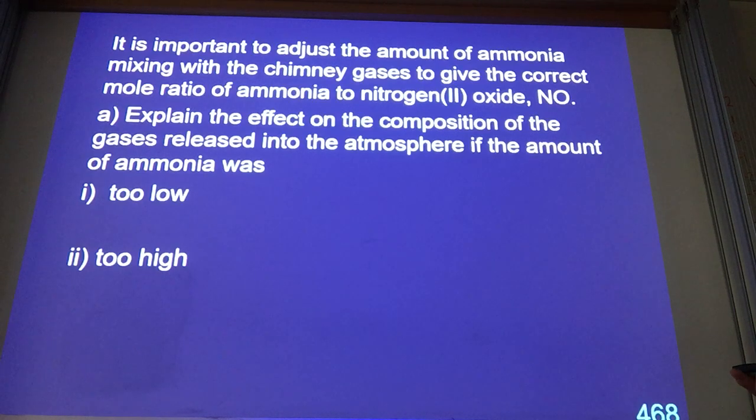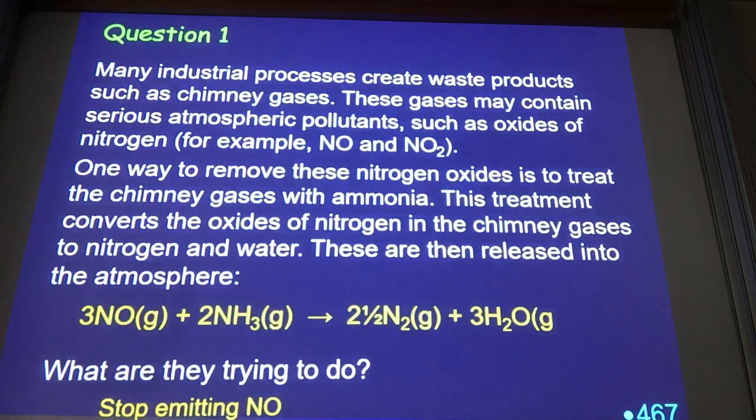Then how are we going to do it? Well, we're going to add ammonia according to that previous reaction. What happens if the amount of ammonia is too low? Well, if we add not enough ammonia, there's not going to be enough ammonia to react with the nitrogen monoxide. So what's going to be left in the exhaust gases, the chimney gases? Well, nitrogen monoxide. What happens if we add too much ammonia? Well, all the nitrogen monoxide is going to react, but some of the ammonia is going to be left behind. So we're going to release ammonia into the atmosphere.